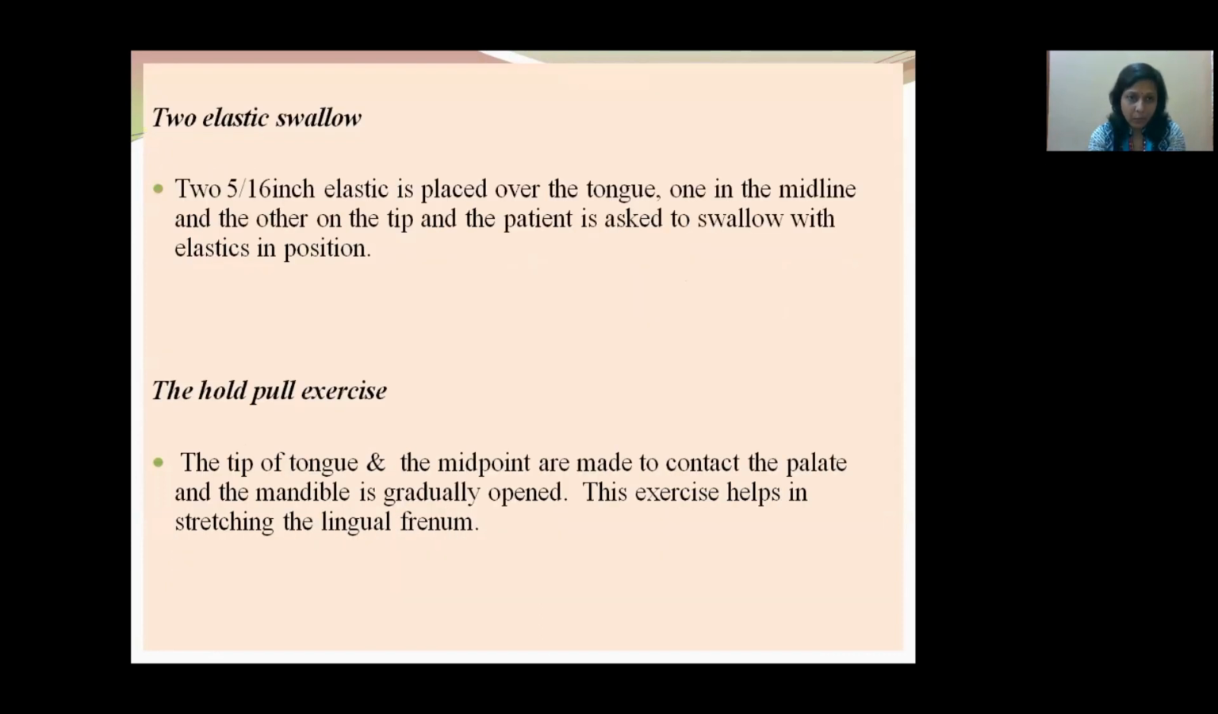Two elastic swallow exercise will include the same two 5 by 16 inch elastics placed over the tongue, one at the midline and the other on the tip, and the patient is asked to swallow with the elastic in position.